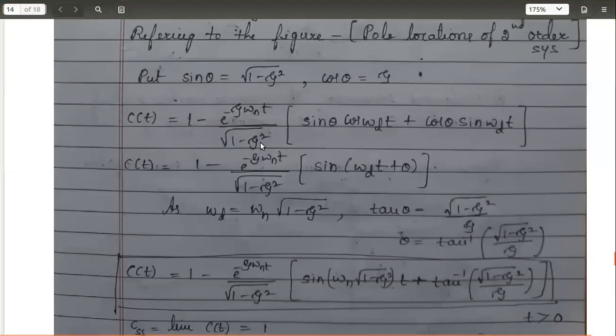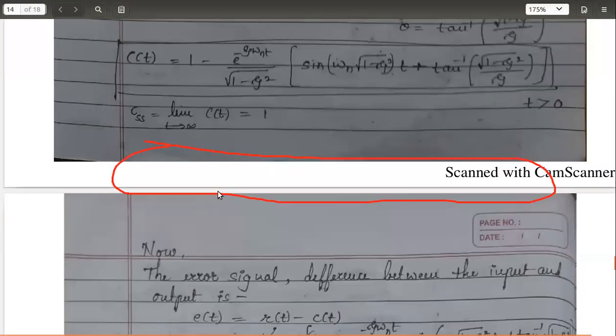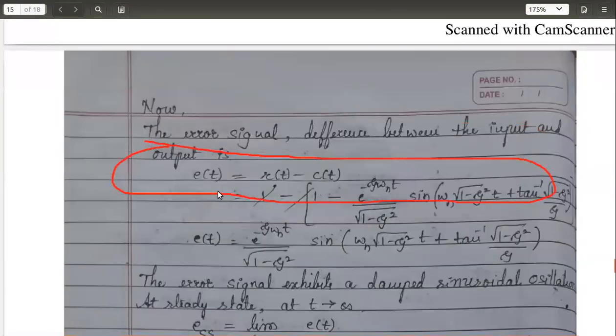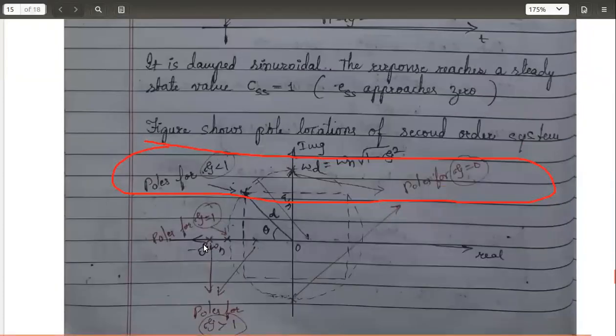In that, I have very clearly given you how to get the time response C of t, and then how to get the error signal. Finally, and very important, how the pole locations exist for different values of zeta, the damping factor. I have given 4 possibilities in this diagram, and I've explained very clearly how the values are there and how the pole locations exist.